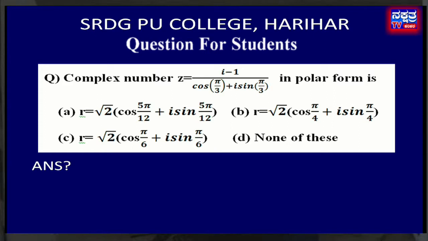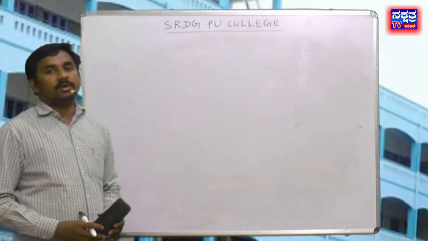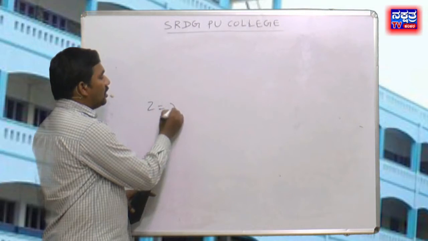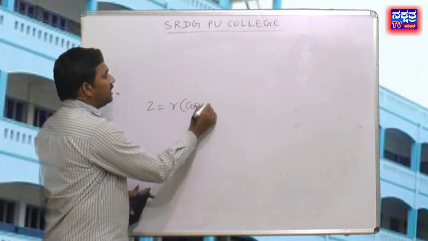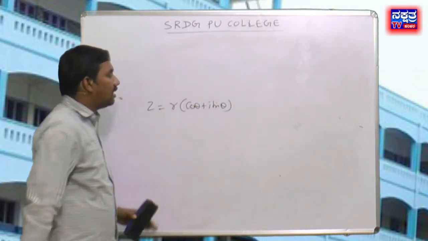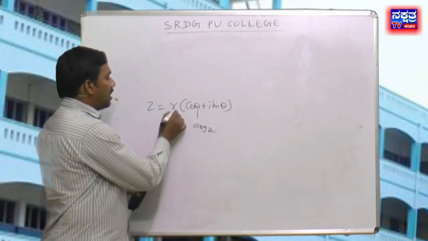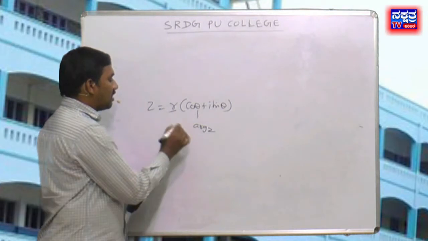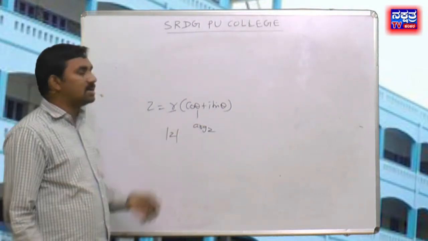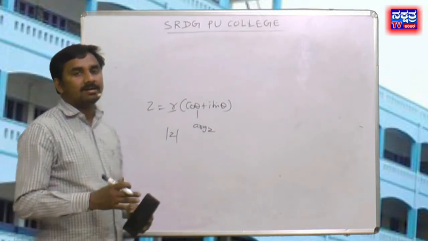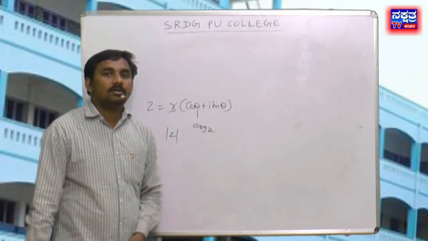It is a PUC concept only, but a different model related to competitive exams. Students, here we have given one question for you, polar form. So polar form, all of you know, z equal to r into cos theta plus I sin theta. Then here theta is called the argument of z and r is called the modulus of z. So depending on this concept, think about how to solve the given question.